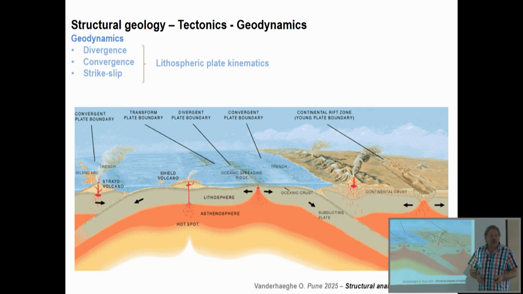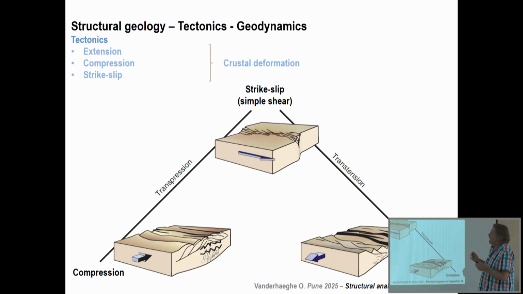Plate tectonics is not about tectonics. It's about rigid motion. Tectonics is about rock deformation. So the name plate tectonics might be confusing. So we consider divergence, convergence, strike slip, plate kinematics. And then tectonics is about crustal deformation.